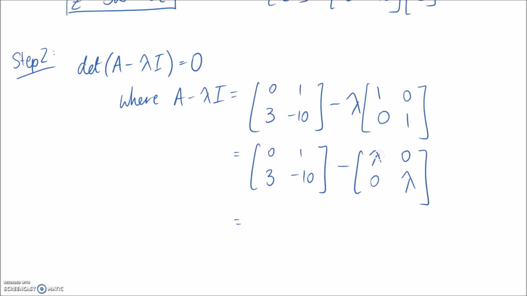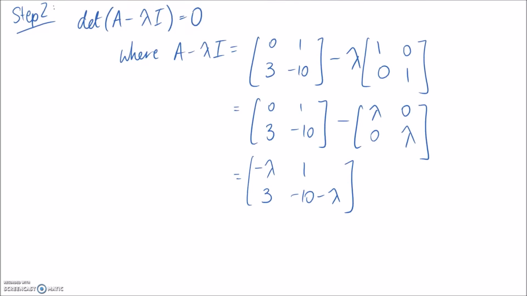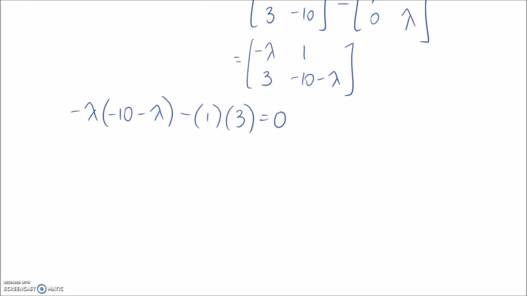So 0 minus lambda leaves us with negative lambda. 1 minus 0 leaves us with 1. 3 minus 0 leaves us with 3. And negative 10 minus lambda is the last element. Alright, so the determinant of this has to be equal to 0. The determinant of a 2 by 2 matrix is the AD minus BC rule. So we get negative lambda times negative 10 minus lambda, minus 1 times 3, has to be equal to 0. If we expand this out, we're going to get this.